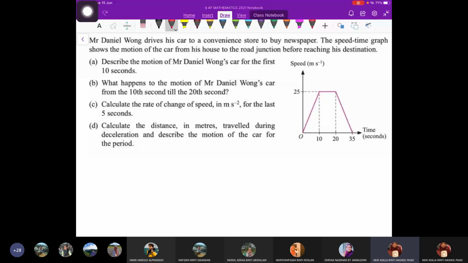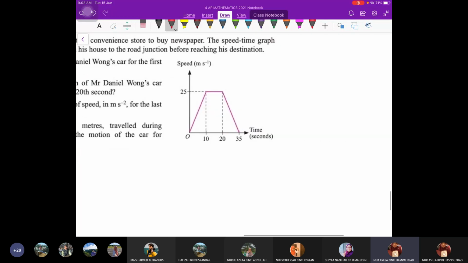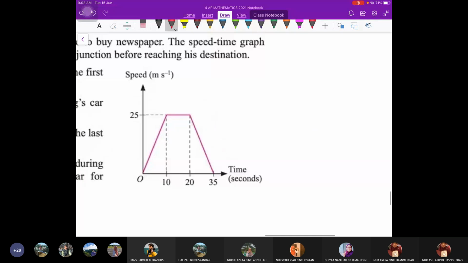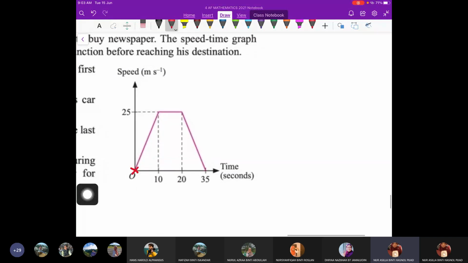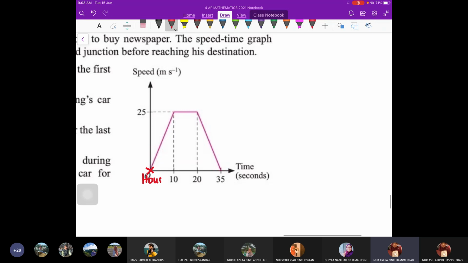Okay, so the question. Mr. Daniel Wong drives his car, so kereta, to a convenience store to buy newspaper. So the speed time graph shows the motion of the car from his house to the road junction before reaching his destination. Okay. So kita tengok graph. Right. So dia start dengan speed dia kosong. So bila speed dia kosong, maksudnya kat sini dia stationary, dia tak bergerak. Jadi mungkin dekat sini point ni dia adalah dekat rumah.